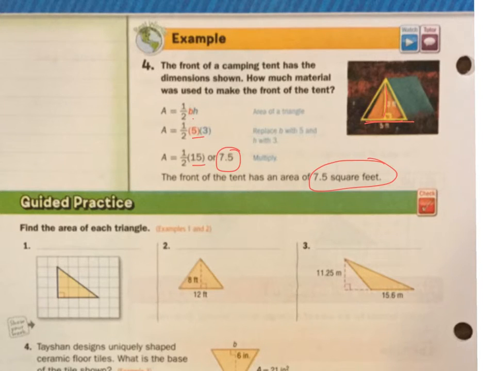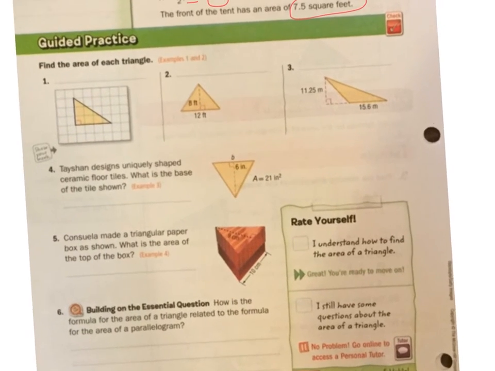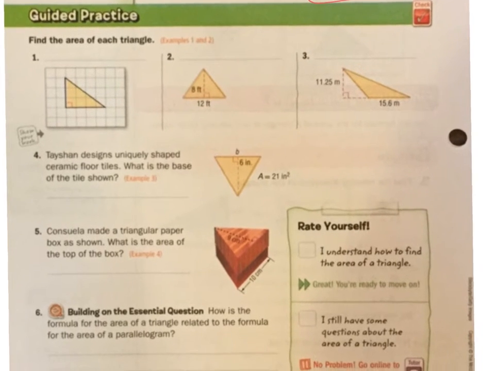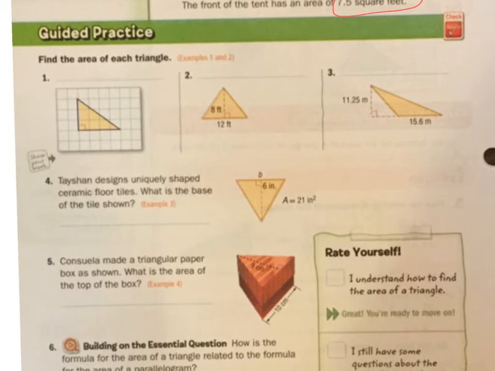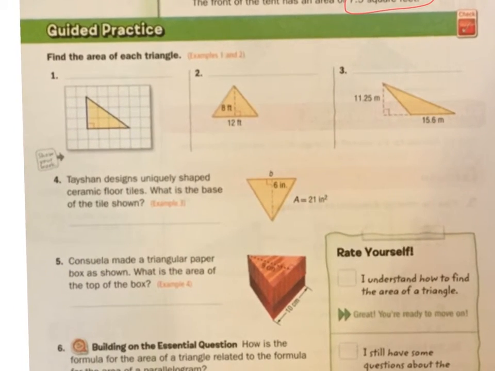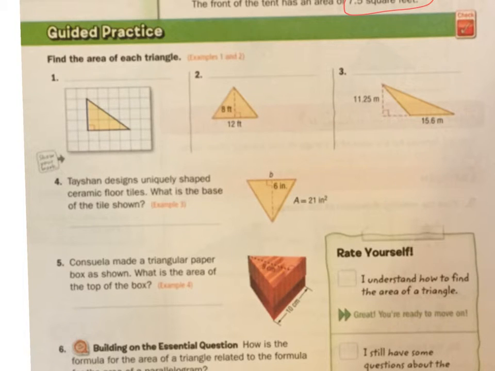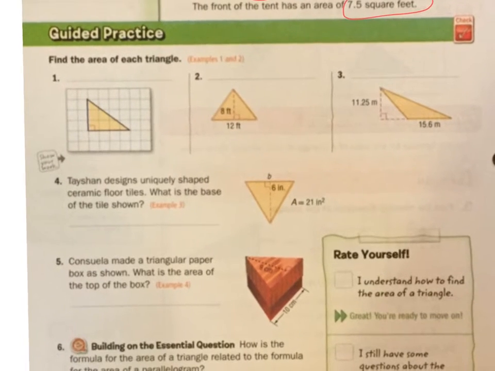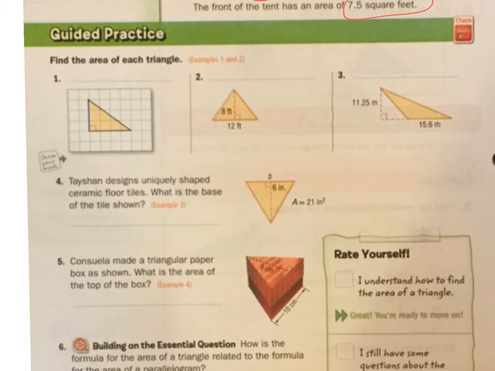Let's do some guided practice. How about we do the first 5? Number 1, you can go ahead and do that on your own, or do all these on your own. Maybe stop the video, do them on your own, come back, do a couple on your own, something like that, and then you can watch me do them.